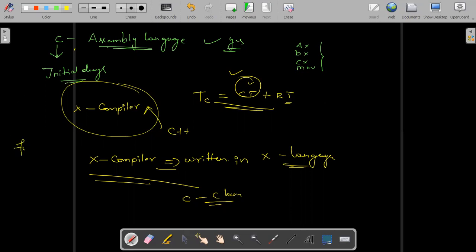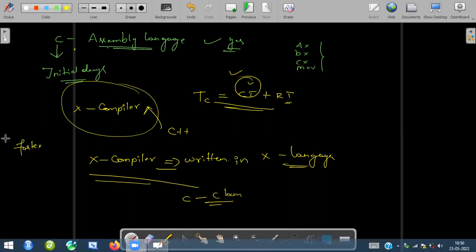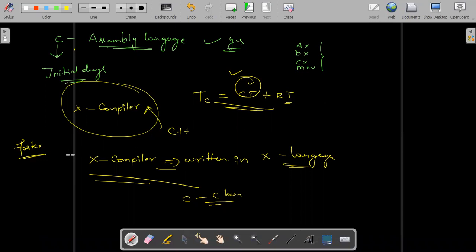The faster one. Suppose C language is faster in execution, then use the C language to write a Java compiler. That is better, no problem. That is the reason why I'm talking about all these things, the compiler.